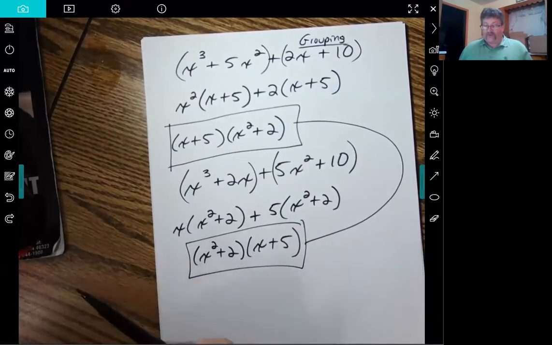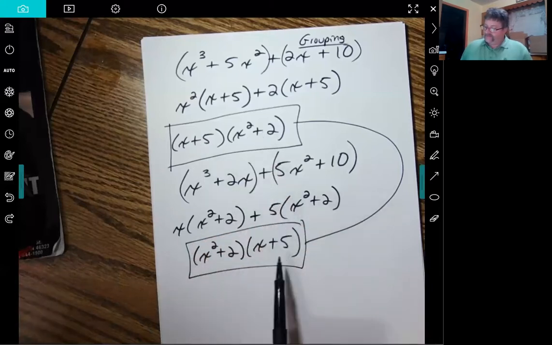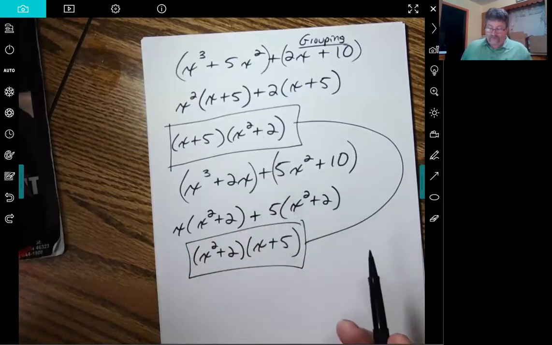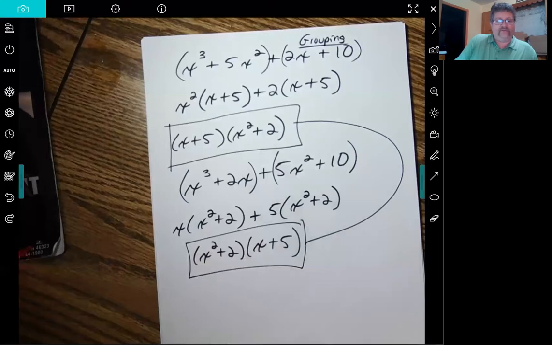Factor means things multiplied together. This times that is the same as this times that. The order is not important when we multiply, right? It's the same things, it's just opposite order, so that's okay. All right, all good there?